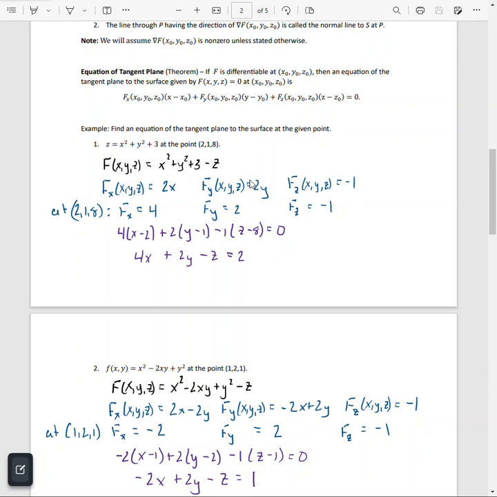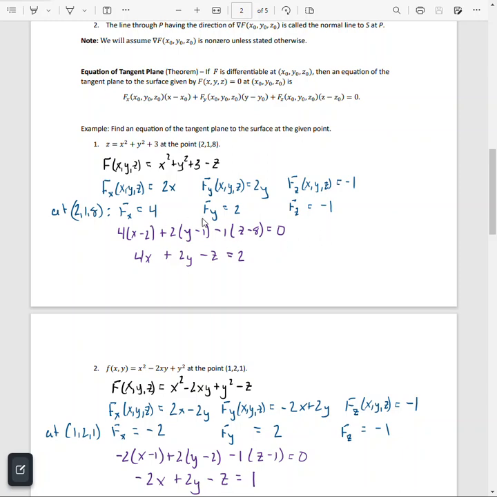Now we can find these partial derivatives, but now we need to evaluate, right? We're looking for the tangent plane to the surface at a point. So we need to evaluate the partial derivatives when x is 2, 2 times 2 is 4, when y is 1, 2 times 1 is 2, and when z is 8. Negative 1 doesn't care what z is. Negative 1 is just negative 1.